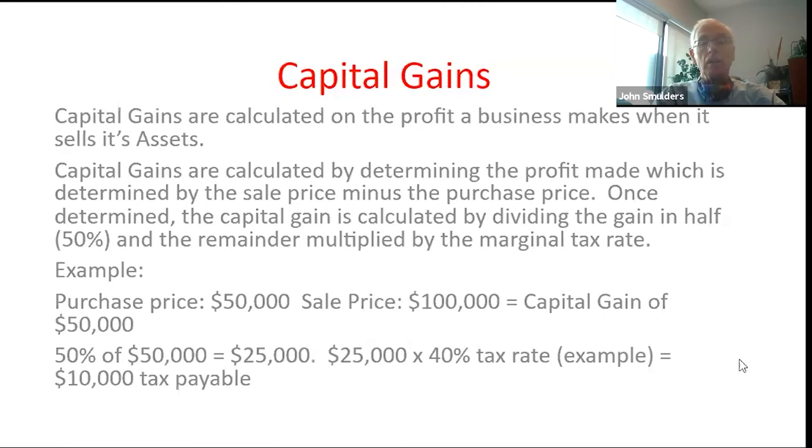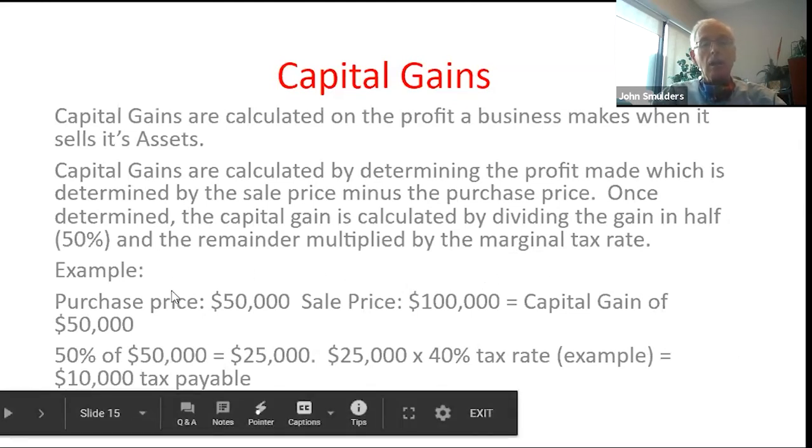Capital gains are calculated by determining the profit made, which is determined by the sale price minus the purchase price. Okay, so somebody bought a business for $50,000. I'm making this easy here. They sell it for $100,000. They have a capital gain of $50,000. Now, you can reduce your capital gain by having some qualifying capital expenses in your business. But we're going to keep it simple here. $50,000 purchase price, sale price of $100,000. You have a capital gain of $50,000. Okay.